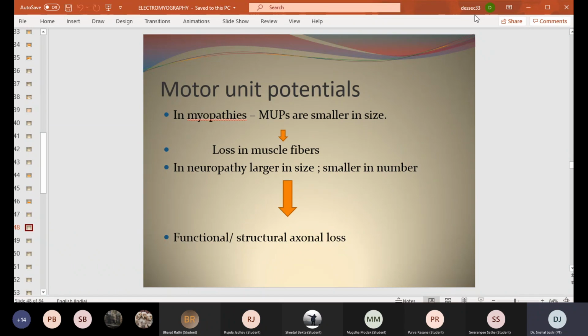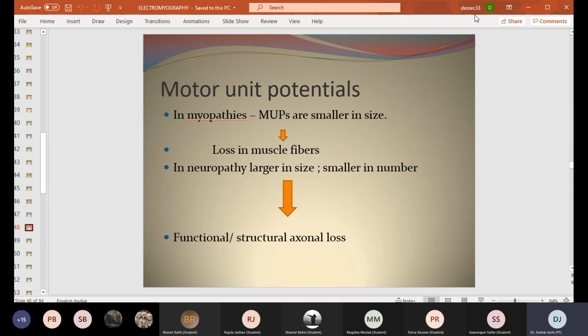Now MUPs are smaller in size. Why MUPs are smaller in size in case of myopathy is there is actual loss of muscle fibers. When the myopathy sets in, there is actual loss of muscle fibers. So since there are few number of muscle fibers, obviously the duration required for the impulse to reach there as well as the fiber density is going to be less. So the MUPs are going to be smaller in size in case of myopathies.